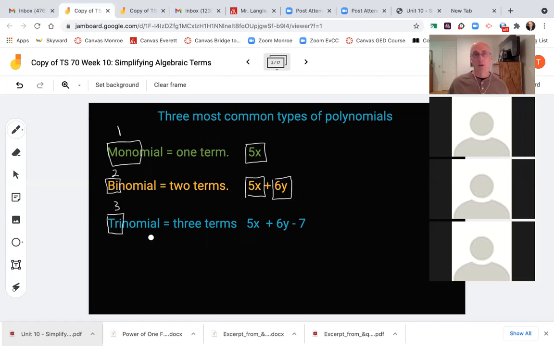A trinomial has three terms, like 5x plus 6y, there's two terms, uno, dos, tres, and then 7 is also, -7 is also a term. So in this case, it's 5x plus 6y minus 7, so we have three different terms there. So a trinomial. Just a little bit of vocabulary.